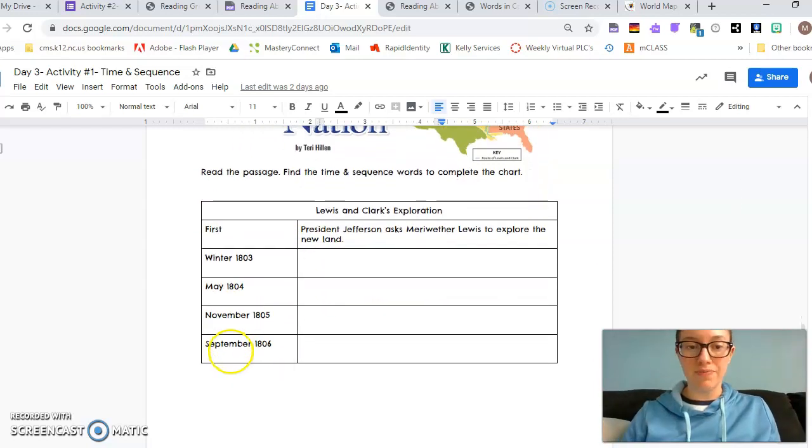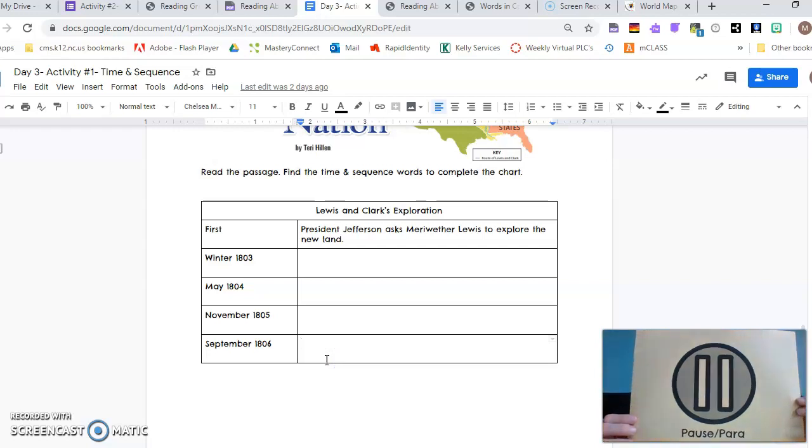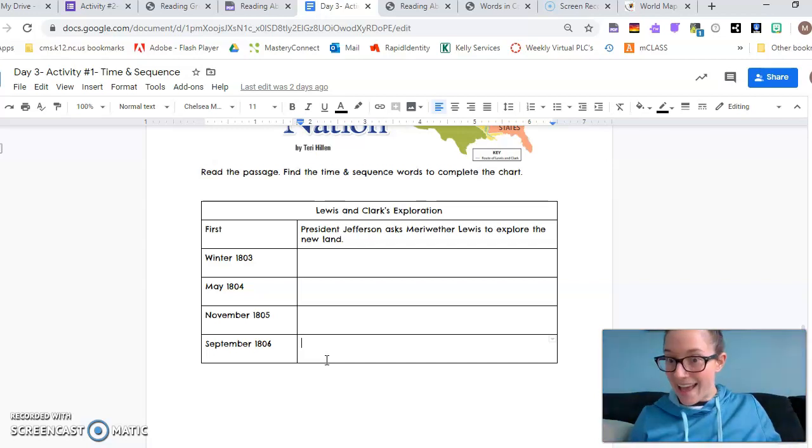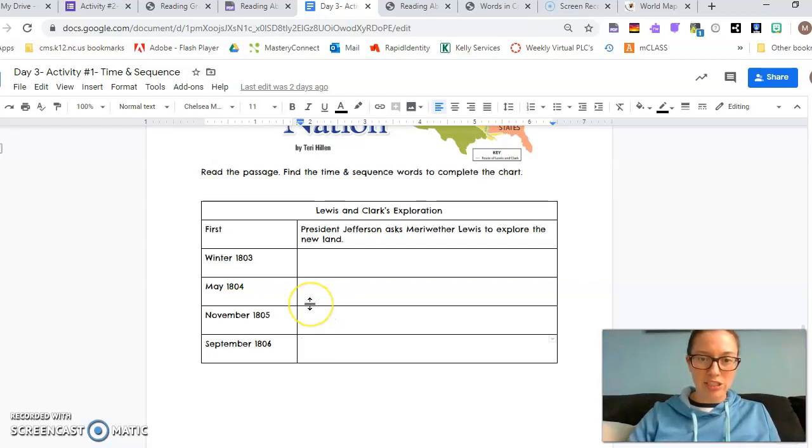So what you need to do is fill in what happened in winter 1803 and fill that in here. What happened in May 1804 and fill that in here. What happened in November 1805 and fill that here. And then what happened in September 1806 and fill that in here. So go ahead and pause your video and fill that in. When you're finished, you can press play again. Hey, welcome back. I'm glad you paused your video and got that information. So let's review it and you can check and see if you got it right.